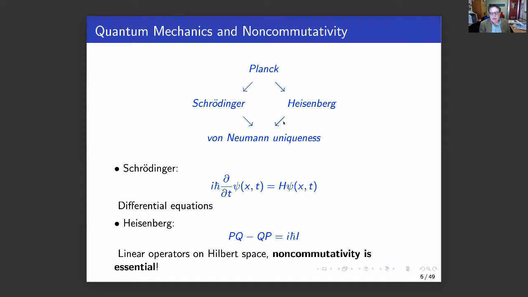So this was the situation for a year, but then von Neumann came and proved the theorem that the two pictures are equivalent. One can pass from one to the other. So these two pictures are equivalent, but in the Heisenberg picture, more clearly the non-commutativity comes out, which is the fundamental difference.